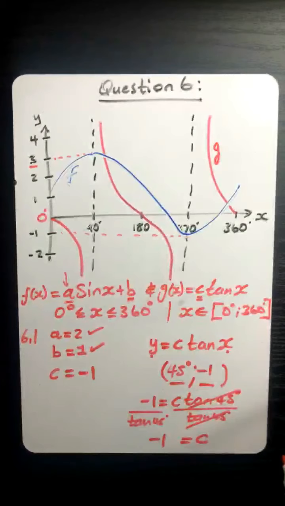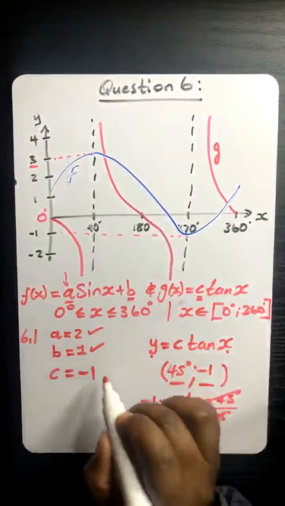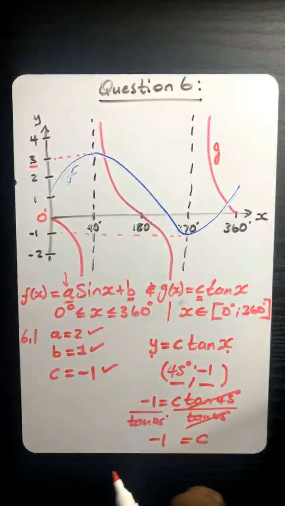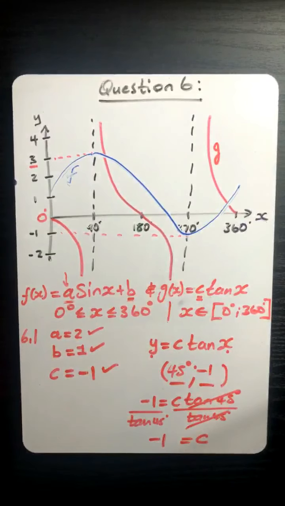Are you guys happy there with how to get the A, B, and C value? Is everyone happy there?